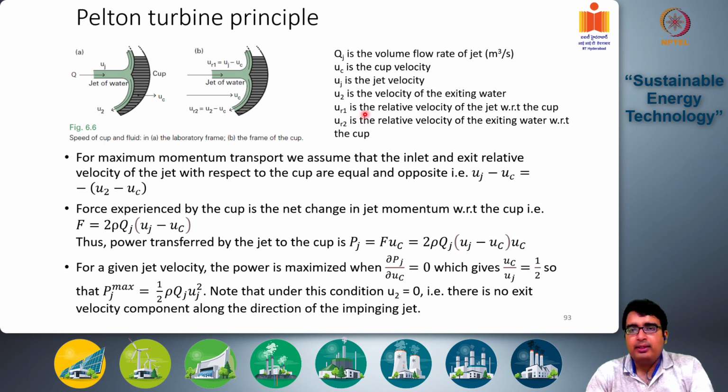So Ur1 is the relative velocity of the jet with respect to the cup, and Ur2, which is equal to U2 minus Uc, is the relative velocity of the exiting water with respect to the cup.